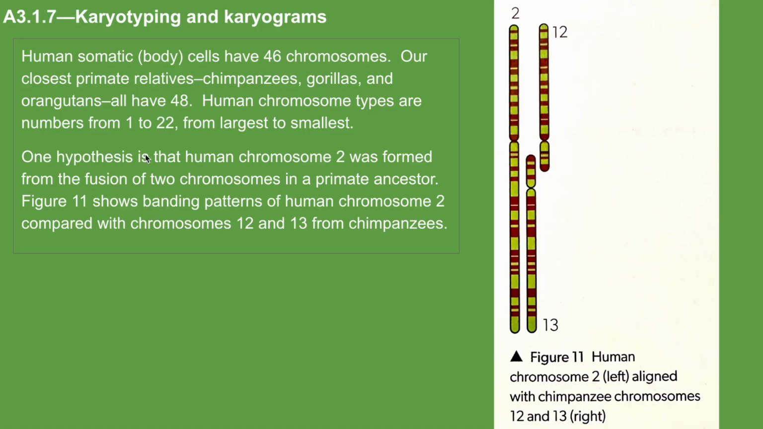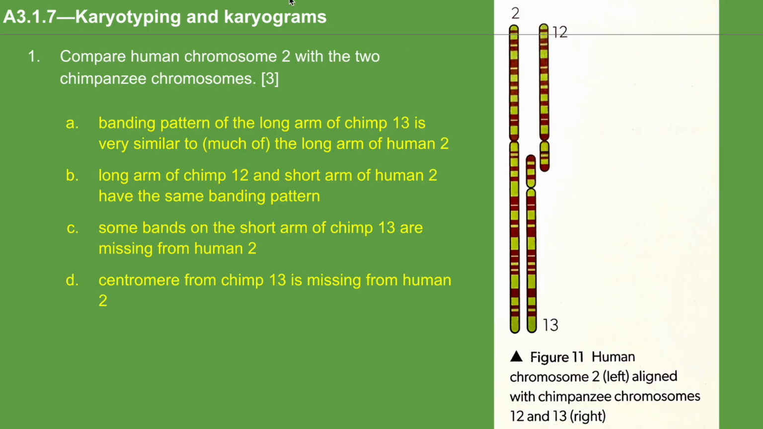Now there's a hypothesis that human chromosome 2 was formed from the fusion of 2 chromosomes in a primate ancestor. So if we compare this chromosome 2 with these 2 from the chimpanzee, we're going to notice that there are some pretty strong pieces of evidence that support this theory. So if you're asked to compare human chromosome 2 with the 2 chimpanzee chromosomes, you might notice the banding pattern of the long arm of chimp chromosome 13 right here is very similar to the long arm of human chromosome 2 right here. Look at that.